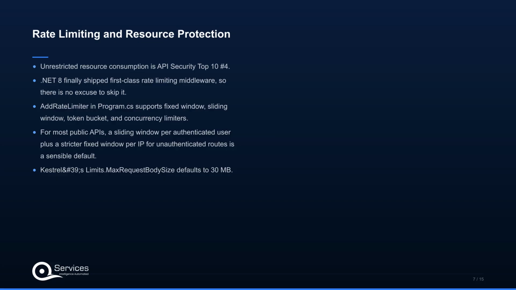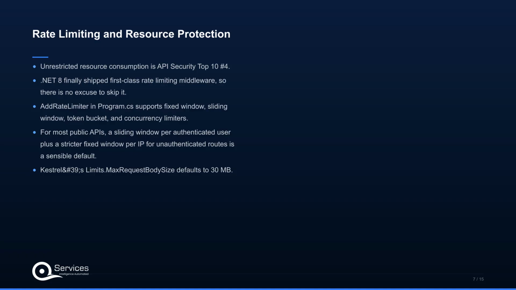Let's talk about rate limiting and resource protection. Unrestricted resource consumption is API Security Top 10 number 4. .NET 8 finally shipped first-class rate limiting middleware, so there is no excuse to skip it. It supports fixed window, sliding window, token bucket, and concurrency limiters. For most public APIs, a sliding window per authenticated user plus a stricter fixed window per IP for unauthenticated routes is a sensible default.